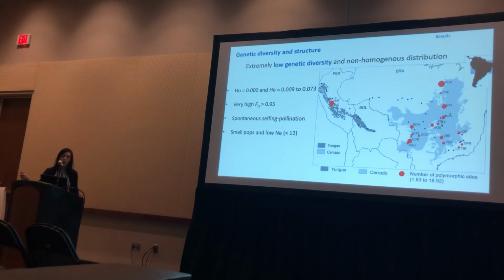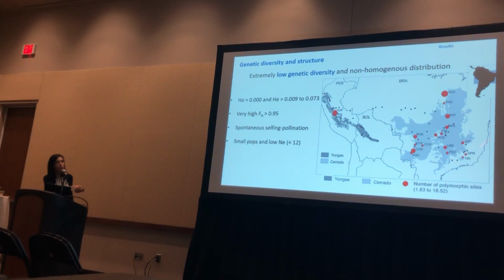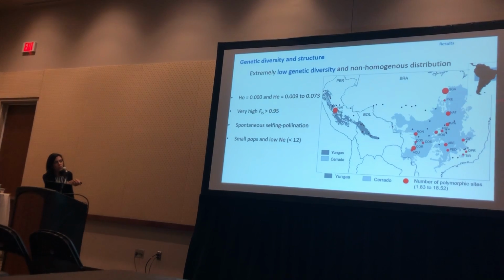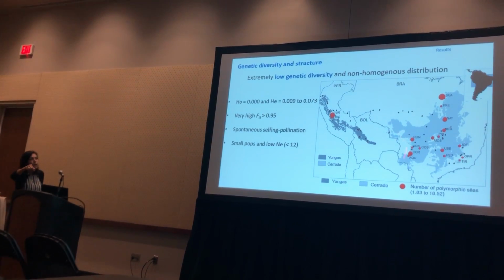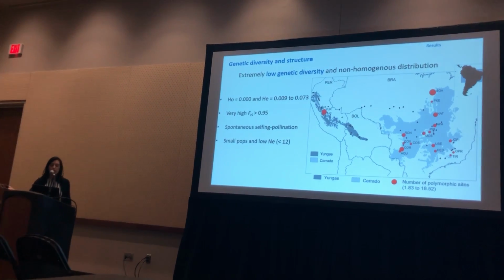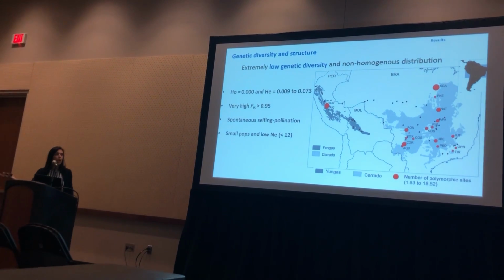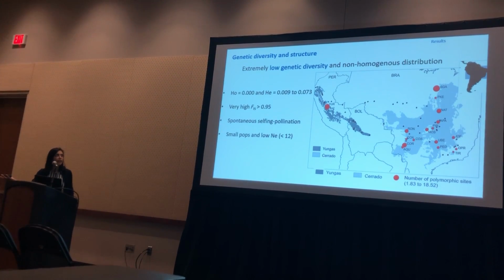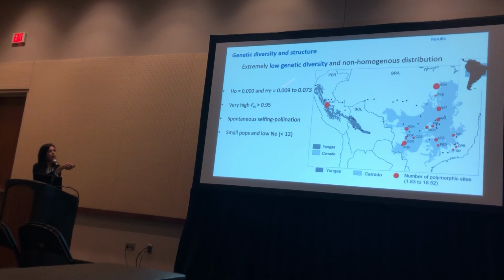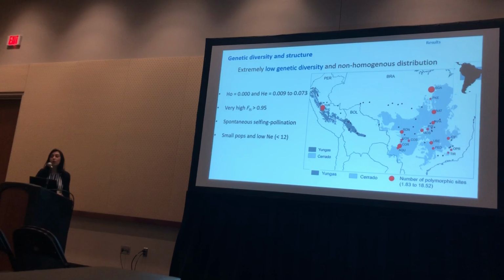extremely low genetic diversity within populations. In the red here, you can see polymorphic sites. Here you can see the polymorphic sites are not homogeneously distributed, so there's no pattern of why one population or another has lower or a little bit more genetic diversity. Expected and observed heterozygosity were really low. Most individuals actually were homozygotes, which gives us a very high inbreeding coefficient.